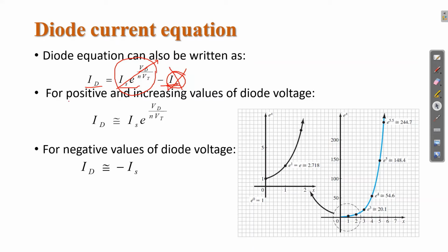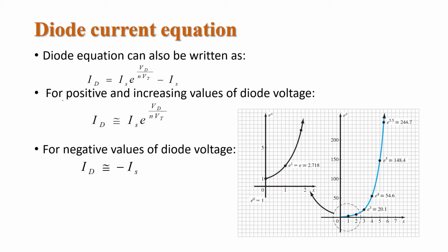So in such a case, you can assume that for positive and increasing values of VD, the diode current ID is approximately equal to the contribution made by the first term, and very little by the second term, that is IS. So you can neglect it. It doesn't mean that it is 0, but relatively, when you compare the first term and the second term, the first term is so dominating that you can ignore the second term, that is minus IS.